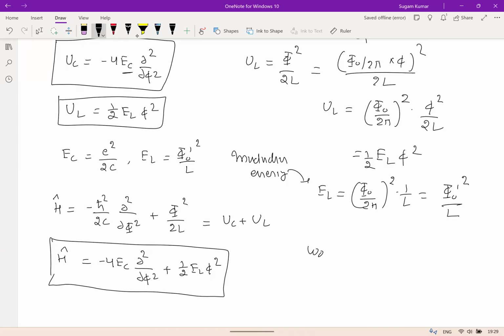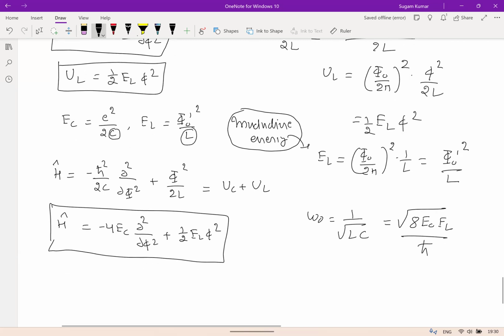And this omega naught. Then, second, I am interrupting. What is the EL? The energy EL, this energy EL is termed as inductive energy. Okay. Yes. And this omega naught is defined like 1 over square root of LC. So since L from here and C from here, you can put here, and I can tell you this is going to become square root of 8 EC and EL divided by h cut. Just record it, keep it somewhere in your notebook.